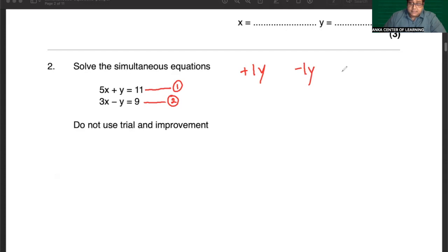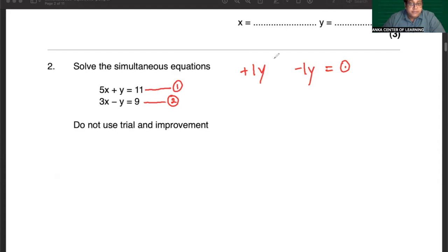Now, how do I get this as 0? You need to think. I have selected the same number to begin with. I have not considered x, but I have considered y. The reason I considered the variable of y is because you can see that the variable of y has the same number of 1, but opposite signs. Equation 1 is plus y, and equation 2 is minus 1y.